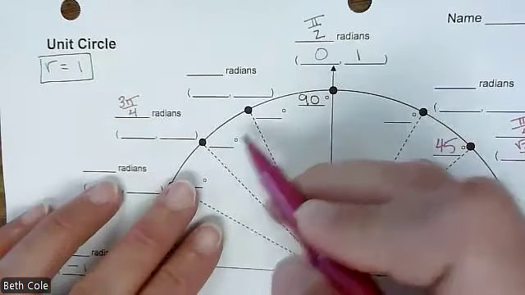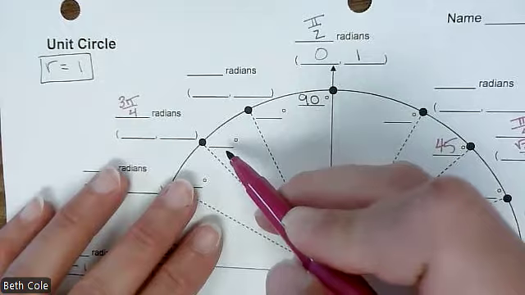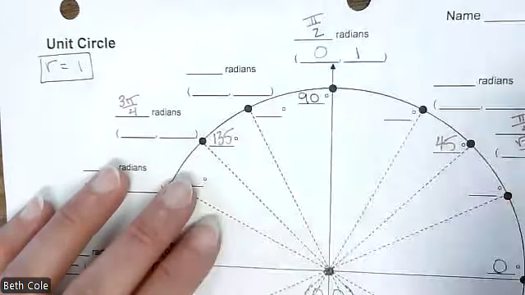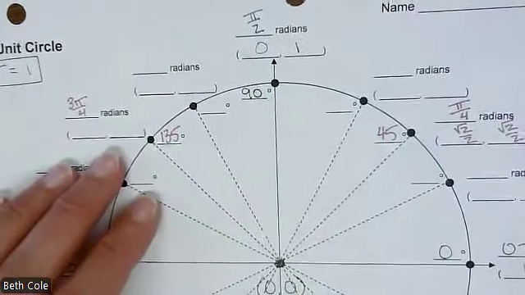You just need to add another 45. So here's 90. You're just going 45. We're adding 45 each time. 135. Good job.